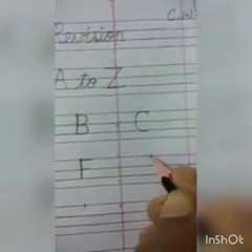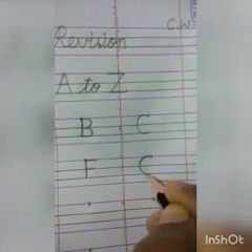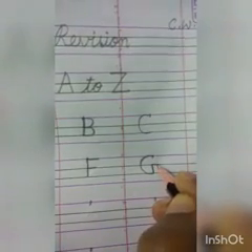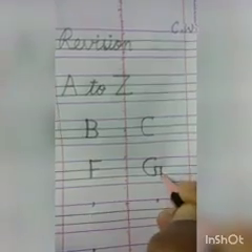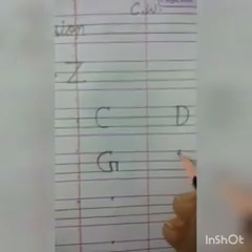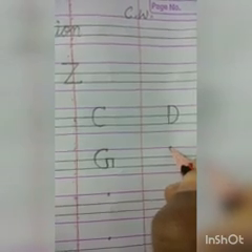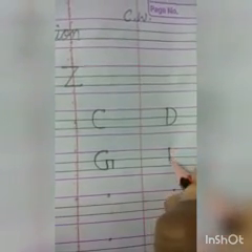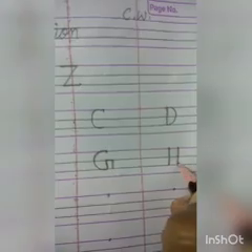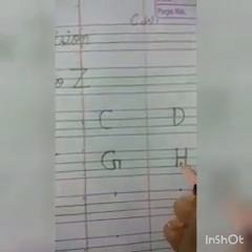Okay. After that, which letter will come? Letter G. With the help of one curve, left side curve, then one standing line, one sleeping line, then one more standing line. Okay, like this we can write letter G. And how can we write letter H? With the help of two standing line, it will start from the first line, and with the help of one sleeping line, we can write letter H.